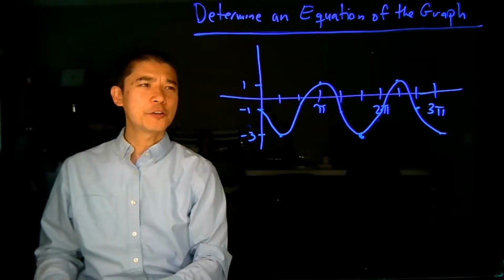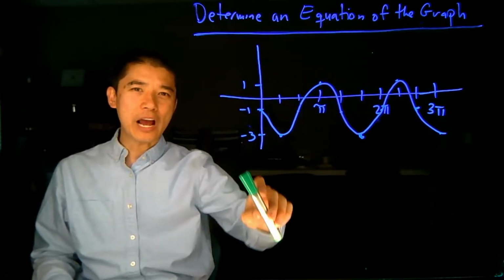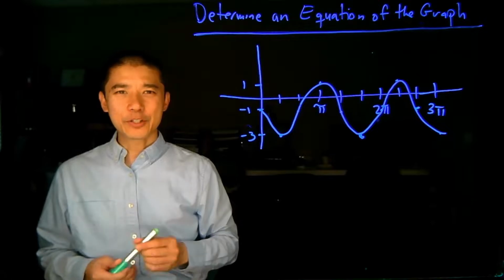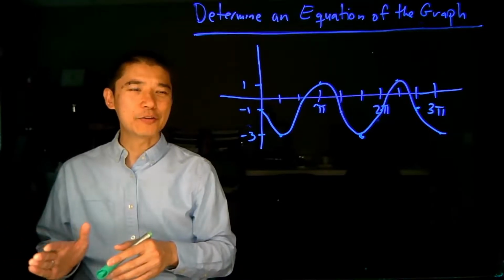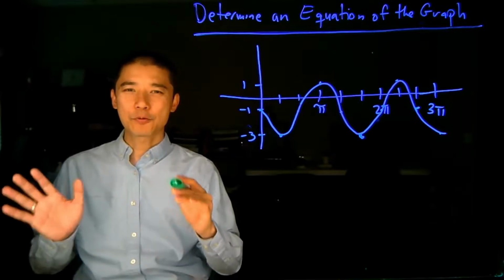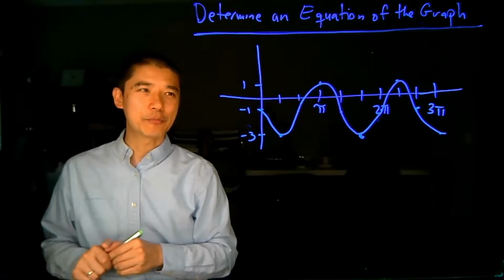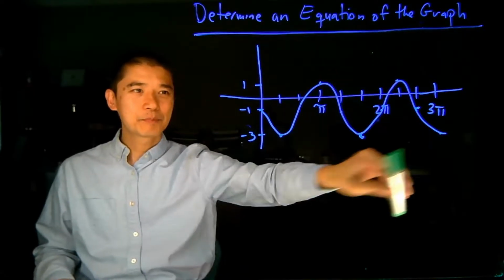One of the skills that you're going to need is to go backwards from the process we just did, to start with a graph and come up with an equation that describes that graph. And this is a little bit tricky because there are actually multiple answers for how you do this, and it all depends on how you want to set things up from the beginning. So we'll talk through a couple different ways of looking at this and see how this relates back to what we saw previously. So, to determine an equation of this graph.